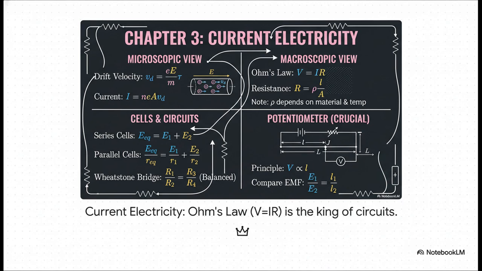So what does the resistance itself depend on? Well, the formula is R equals rho L by A. This means it depends on the property of the material, which is resistivity rho, the length of the wire L, and its thickness or cross-section area A. It's simple, but it's probably the most important formula in circuits.